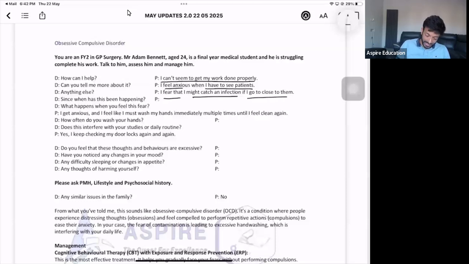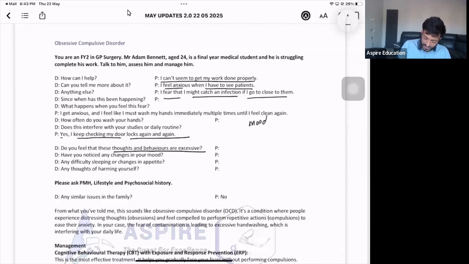Okay. And also, the patient says, yes, I keep checking my door locks again and again, right? And do you feel these thoughts are excessive? Yes. Then in these scenarios, whatever scenario you get, after taking the history, I always advise the candidates to do a bit of depression screening as well.